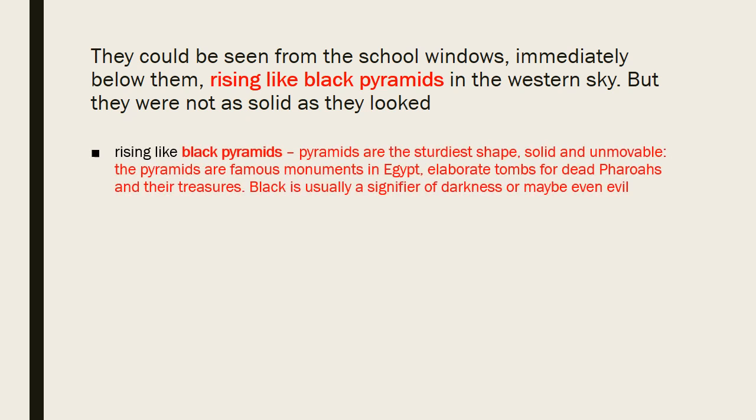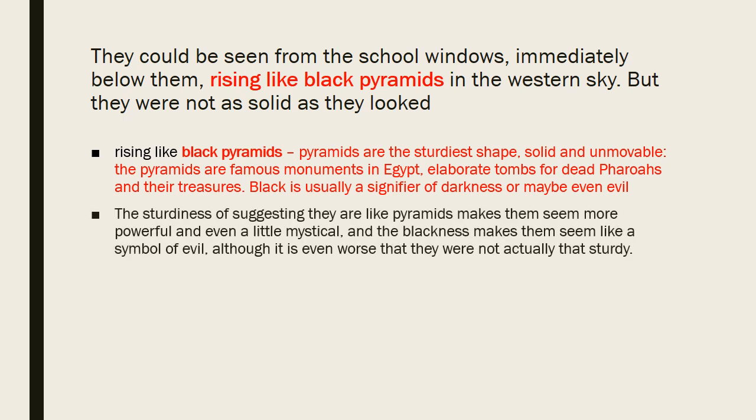Now there, once again, is what I said about pyramids and about the word black. So where do I take my idea of how this is being used in this situation? Well, so let's take the sturdiness first of all. The sturdiness suggesting they're like pyramids makes them seem more powerful. Okay? And even a little mystical. And I could possibly add in the word rising like that as well. We've had the sun sinking. These are rising. And the blackness of them makes them seem like a symbol of evil. Although it's even worse, they were not actually that sturdy. So what we've got is black, evil, powerful objects. Okay? So that's a really good response to begin with.